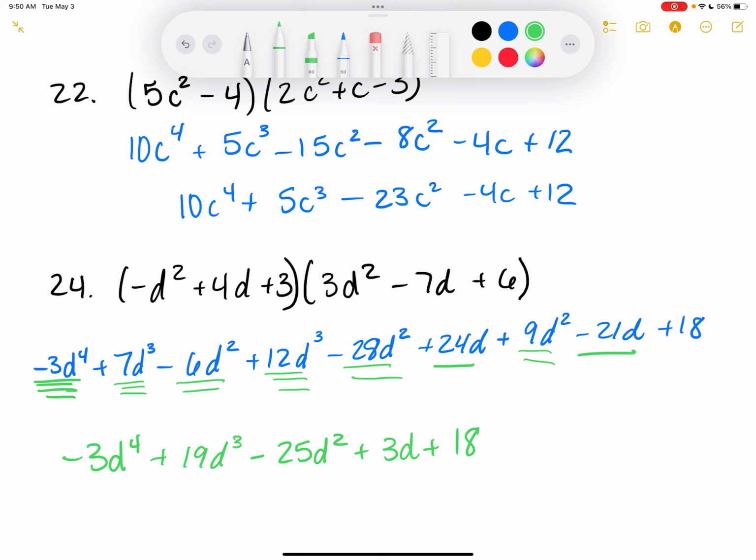So I like to do the underline because it helps me see things, and that way I can be really intentional as I go across, making sure I get each thing, but you don't have to do that.